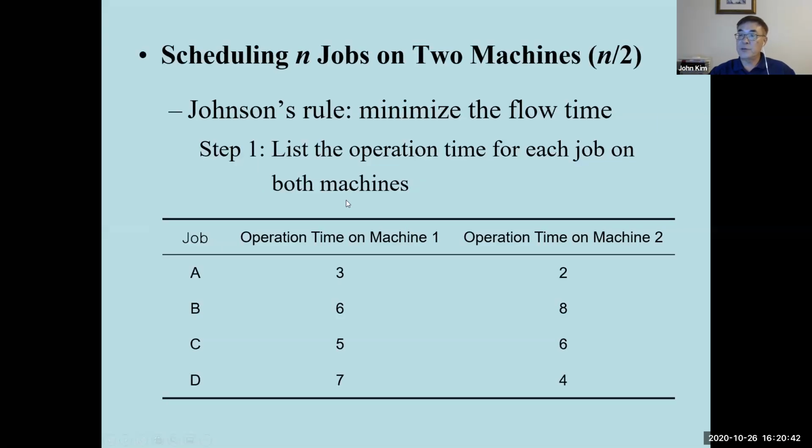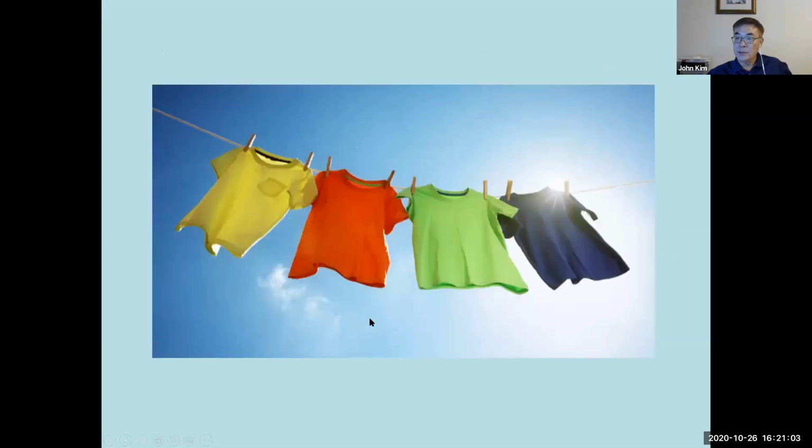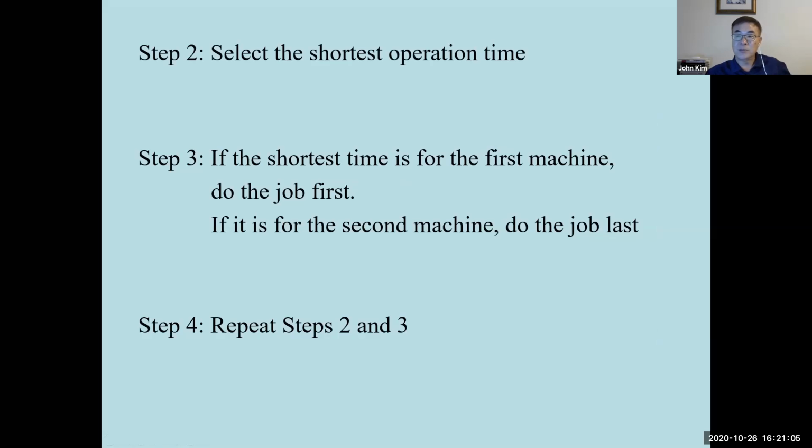By the way, this rule is Johnson's rule, to minimize the total flow time. Step 1, list the operation time for each job on each machine. And then step 2, select the shortest operation time. If the shortest time is for the first machine, do the job first. If it is for the second machine, do the job last, and then repeat steps 2 and 3.